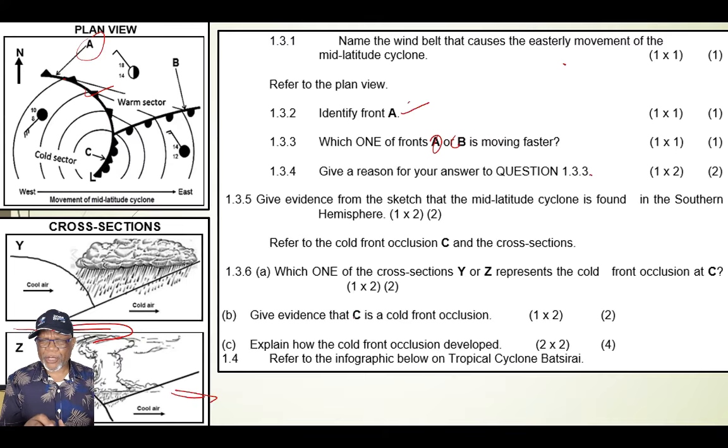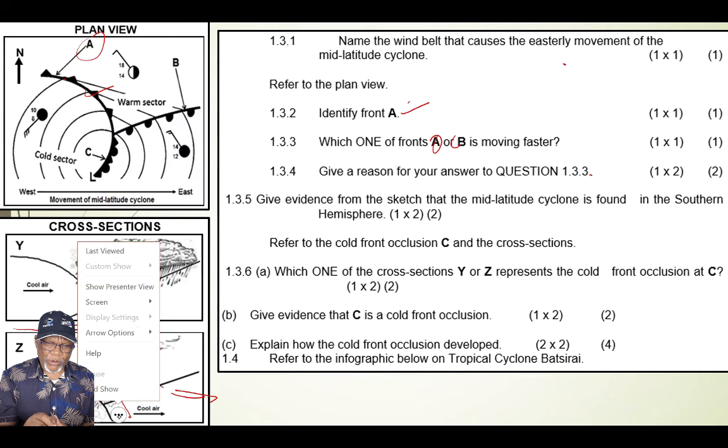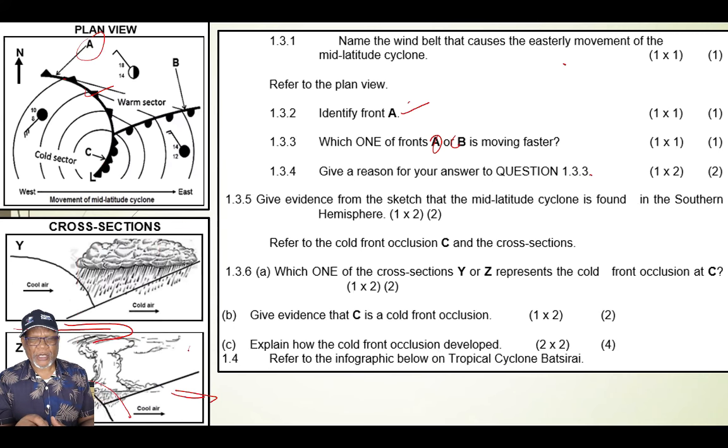Okay, now we have give evidence that C is a cold front occlusion. Why do we say C is a cold front occlusion? Because we can see the cold front is touching the surface. That's why we're saying that.